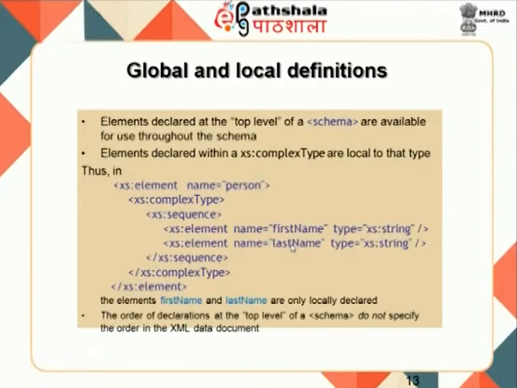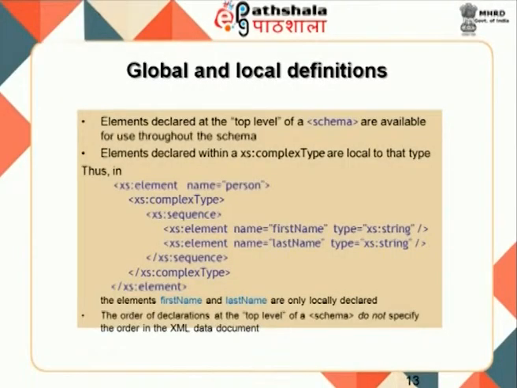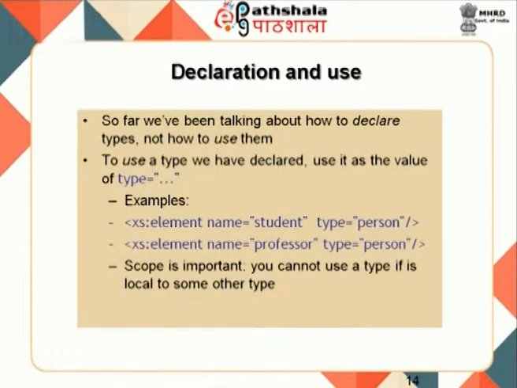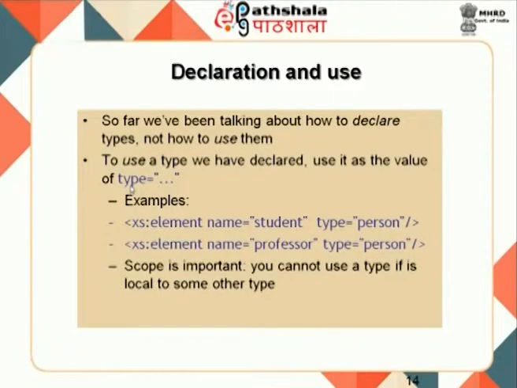So, anything that is declared at the top level of a schema is globally available, and you do not specify the order in the XML data document. So far we have seen how to declare the types, and we have not seen how to use them. To use a type you will use the keyword called type. So, you give a name for your type and later you refer to this type. If you want to use the type, then you will use the name that is specified in the type attribute. So, we will see an example.